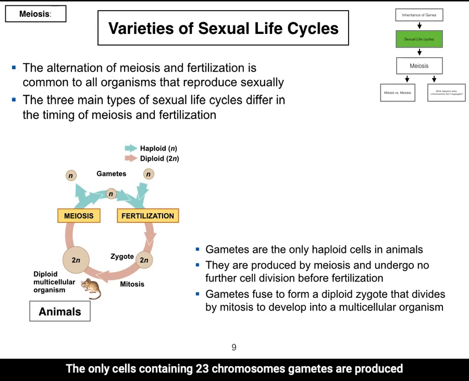Gametes are produced by meiosis and do not divide before fertilization. Gametes, the egg and the sperm, both of which are haploid cells, fuse and form a diploid zygote, a zygote with 23 chromosomes from each gamete. Then, through mitosis, animals develop into a multicellular organism.